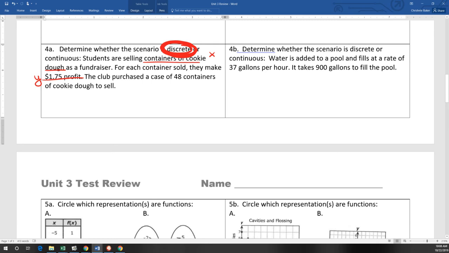Water is added to a pool and fills at a rate of 37 gallons per hour. It takes 900 gallons to fill the pool. So our X is going to be hours. Our Y is going to be gallons. So can we have portions of an hour? Absolutely. So this would be continuous.